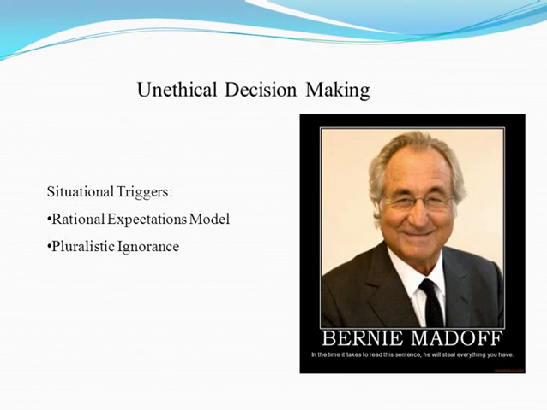There are two situational triggers for unethical decision-making. The rational expectations model describes the fact that people are motivated to further what is in their best interest, which may not line up with the team's or the customer's best interest. Pluralistic ignorance is defined as the belief that everyone else knows or believes something that we don't. Other members may believe that everyone else in the group is being unethical, and that makes it easier for them to be unethical also.